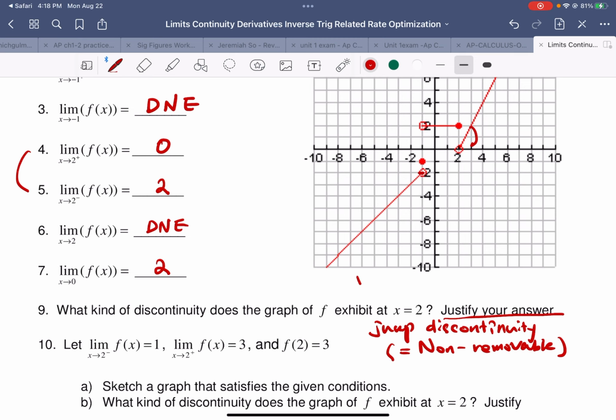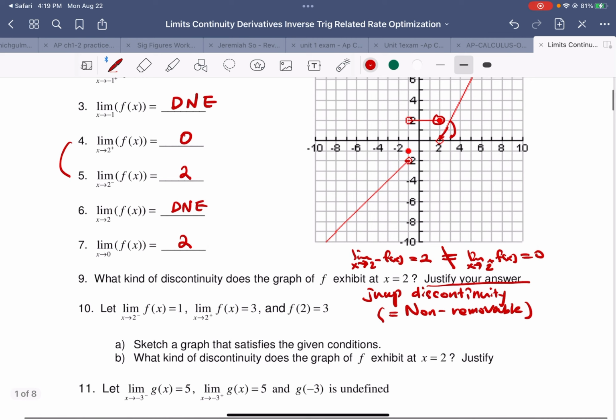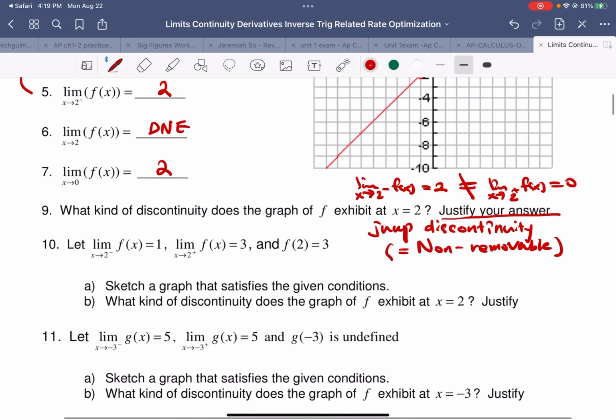You can justify from the limit when x approaches 2 from the left hand side, f of x is 2, right here. And the limit as x approaches 2 from the positive side of f of x approaches right here, which is 0. If they don't match, then it's a jump discontinuity. Okay, non-removable. Number 10, limit as x approaches 2 from the negative side, left hand side, is 1, and limit as x approaches 2 from the positive side is 3, and f of 2 is 3.